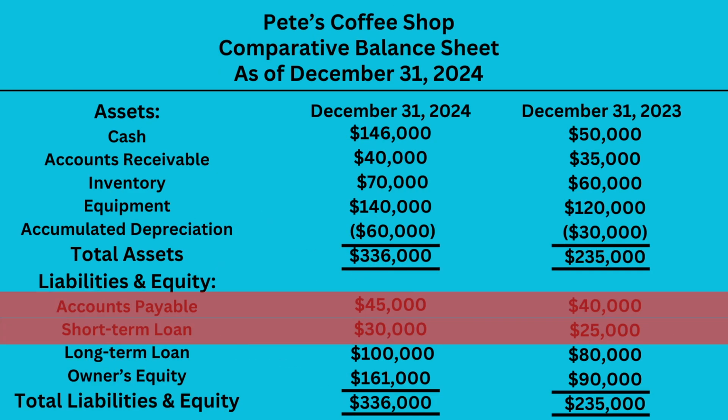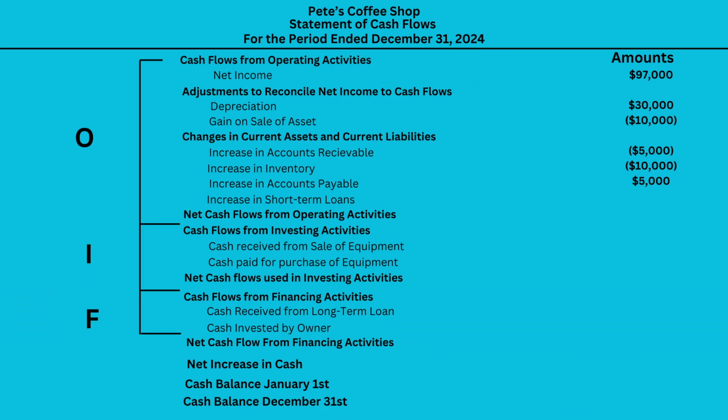Our liability accounts work the opposite way. If your liabilities increased, that means you borrowed more cash. And if your liabilities decreased, it means that you paid cash back to the lender and your cash balance decreased. So let's add the $5,000 decrease in accounts payable and add the $5,000 increase in short-term debt.